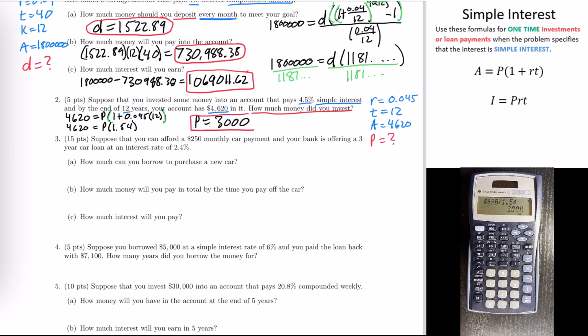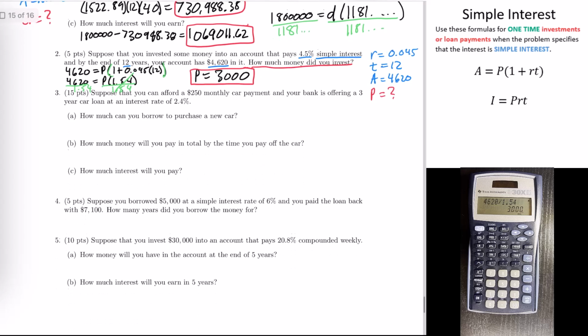And so that would be the answer for question 2. And again, that came from dividing by 1.54 on both sides. And then on that side, it canceled out. So that's how you do question 2.